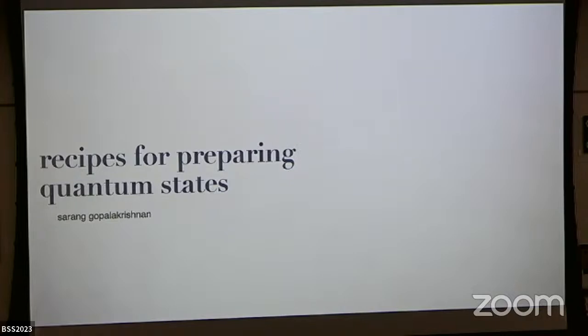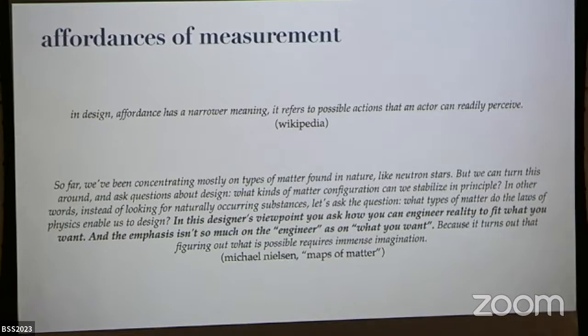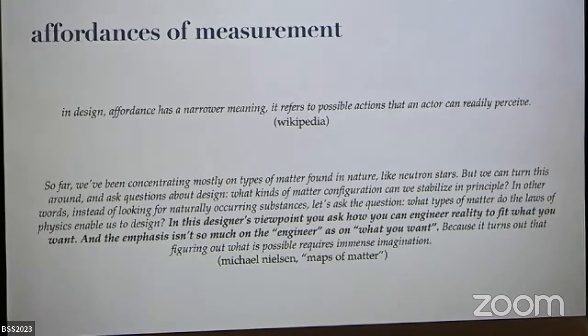and so part of the question is, what do you want to do with the information? And I really like this discussion, an essay by Michael Nielsen, where he says, really thinking about what kinds of matter can we stabilize in principle? What kinds of interesting phases could exist out there? And that's really a question about designing matter. And when you're trying to design things, you ask how you can engineer a reality to fit what you want. And it's not really about what you can. It's not really so much about engineering as about what you want. So what kinds of states do you want to prepare?